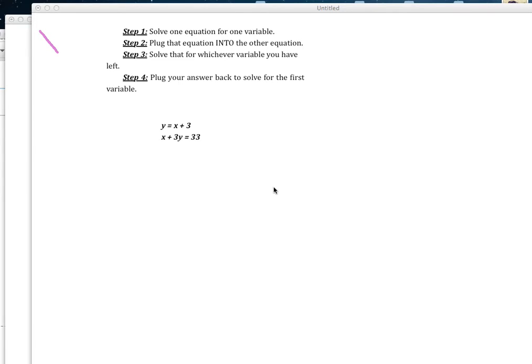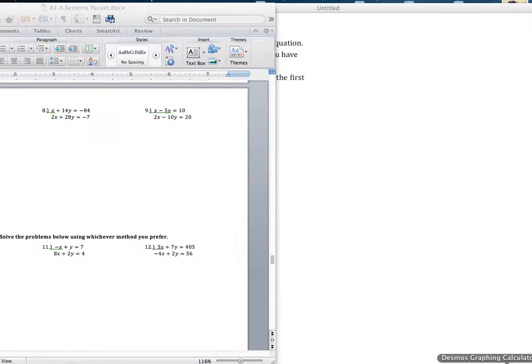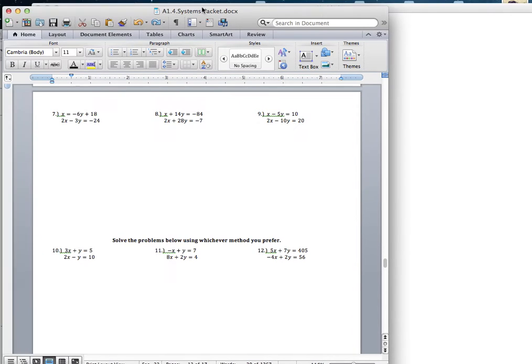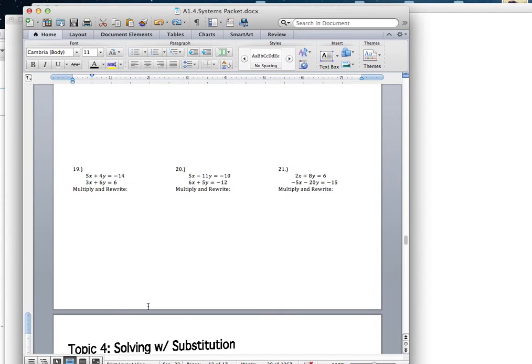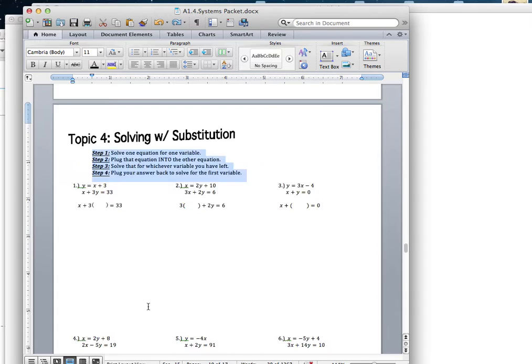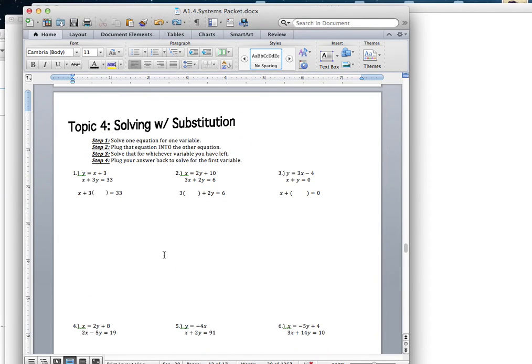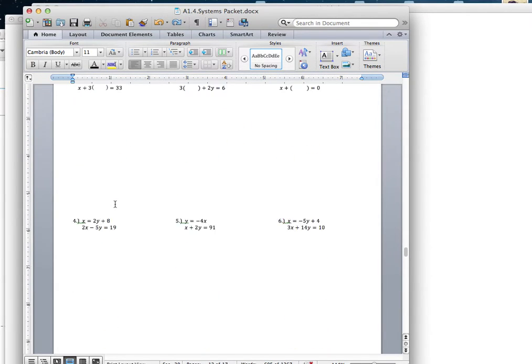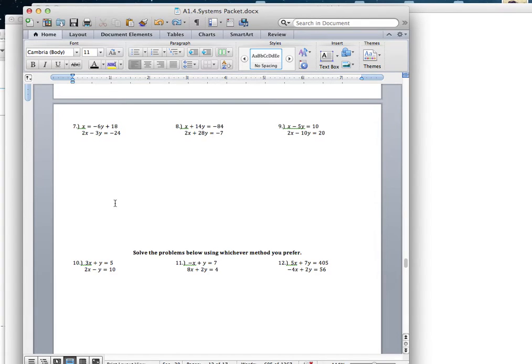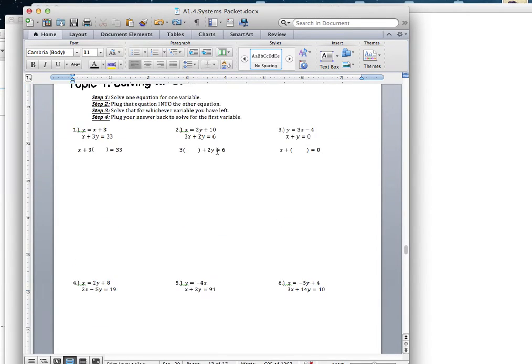About solving systems of equations, and we've done it by graphing and we've done it by elimination. So there's one more method that we're going to talk about. If you look in your packet, we are on the page that says topic 4, and we're going to do example 1 together, and we are going to do example 8 together.